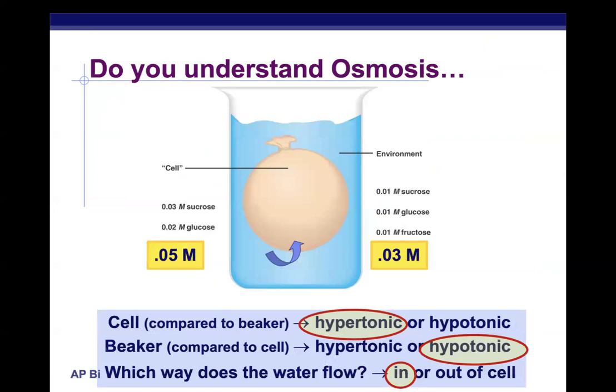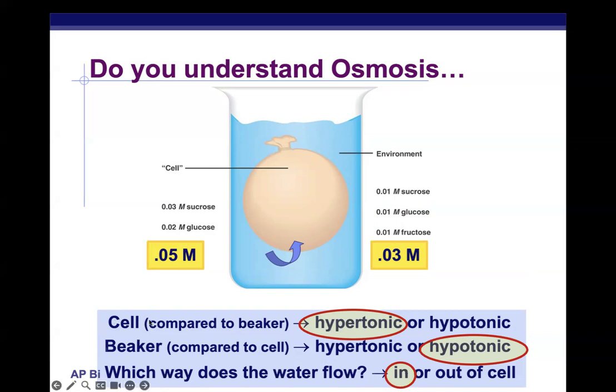So let's just check. Do you understand osmosis? We've got this cell that has 0.3 molar sucrose and 0.2 molar glucose on the inside. And so it has a total solute concentration of 0.5 molar. And we have an environment that has a total of 0.3 molar. And we'll say the cell is completely impermeable to carbohydrates. So this membrane cannot allow sucrose or glucose or fructose to go through.